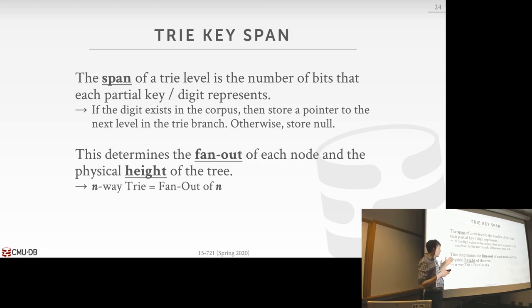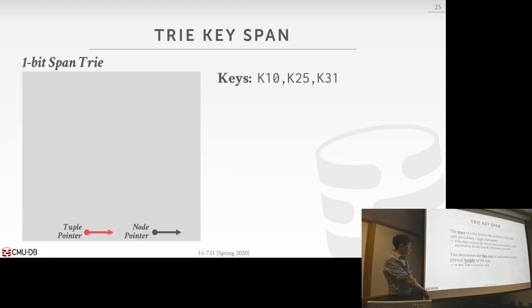So now the span is going to represent the fan out, which also represents the physical height of the tree. So at n-way trie, we say we have a fan out of n. So let's look at an actual example of how you could represent a real trie in memory. Let's say the simplest trie is a one-bit trie.